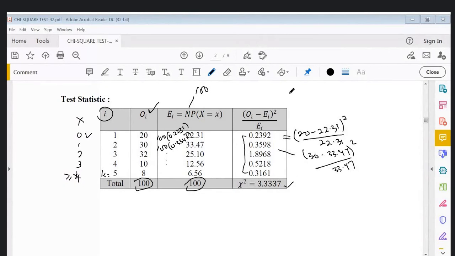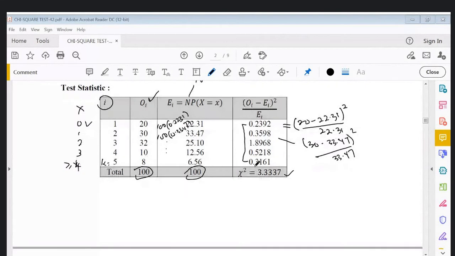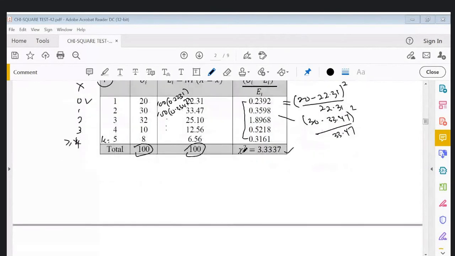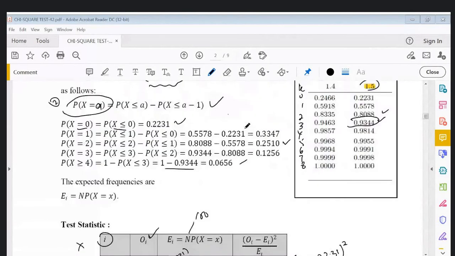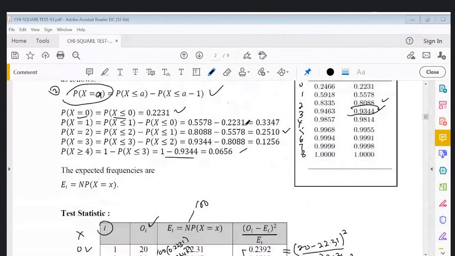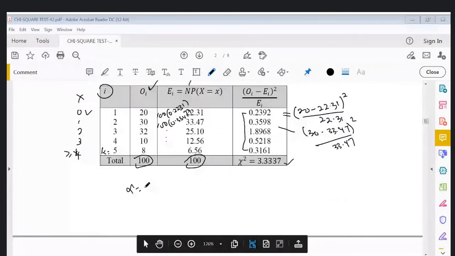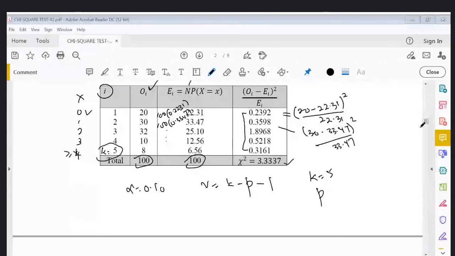Okay, from here we can compare with chi-square from the table. For this question, alpha is 0.1. V is equal to K minus P minus 1. K for this one is 5, the number of rows. P is the number of parameters.